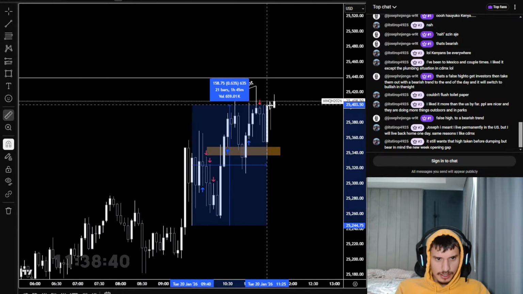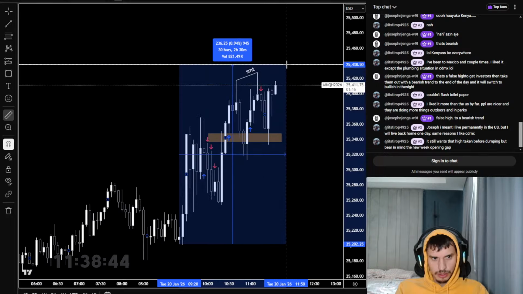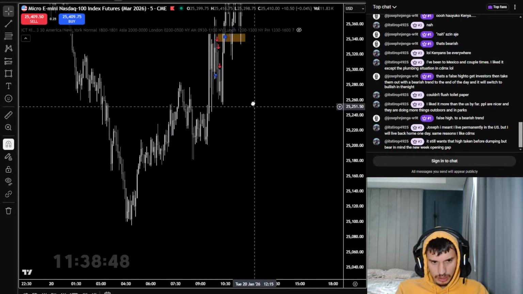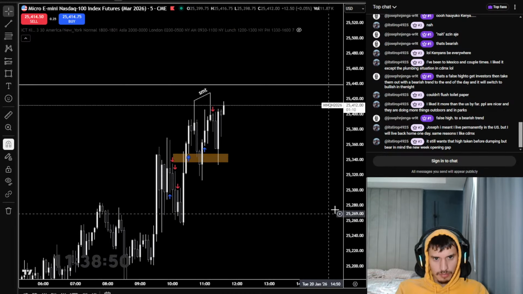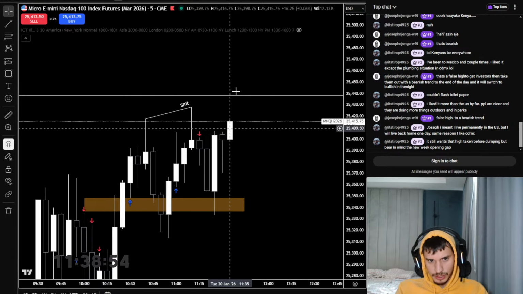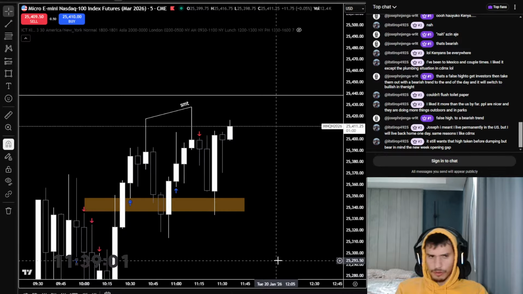I consider all this choppiness to be the manipulation, not the real distribution. I want to see this London low be swept with strong bearish candles, probably happening in the PM. But first, ideally, you want to see this high get taken. So for now, we wait, see what price wants to do.